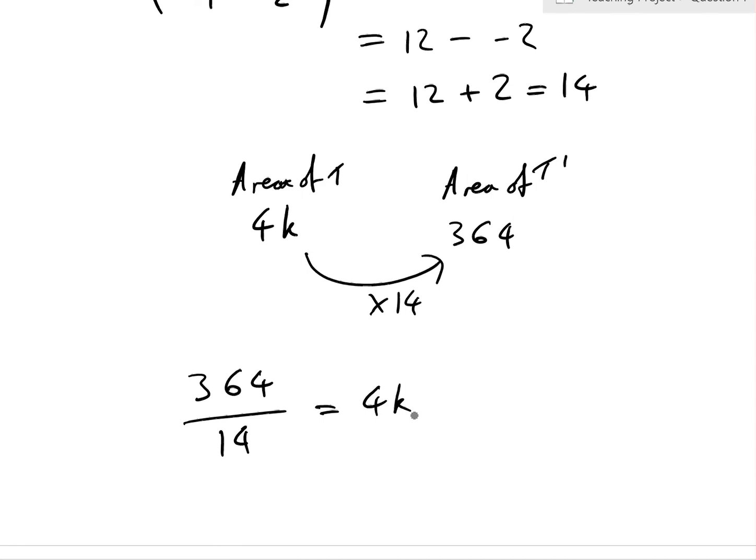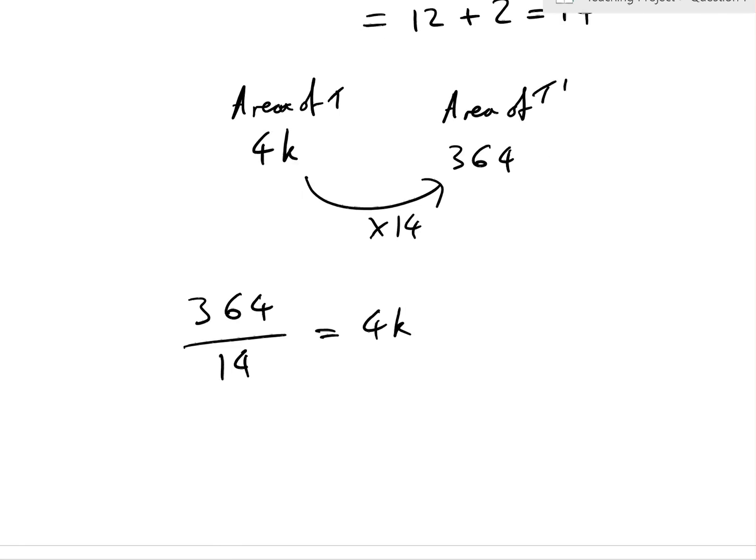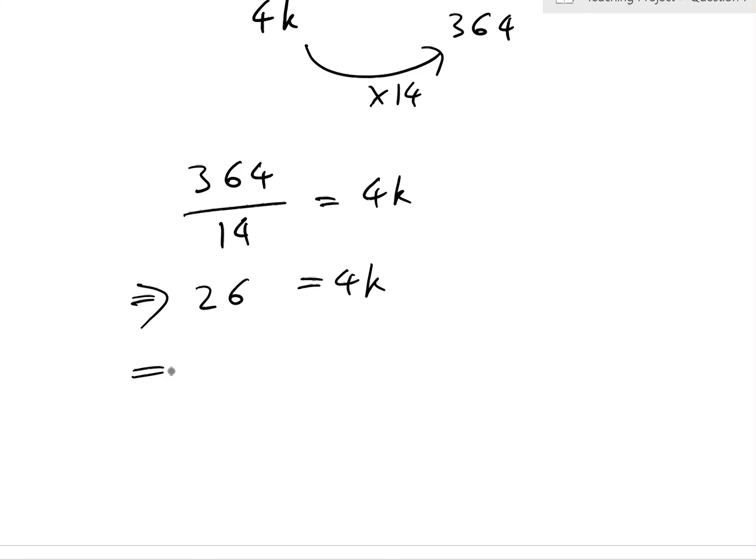Okay, remember the aim of the question, we want to find what K is. So, divide 364 by 14, that, in my head, that's 26. 4K. Okay, so that then implies that if 4K is 26, then K should be 26 divided by 4, shouldn't it? So that's 13 over 2. Okay, and that's the value of K.